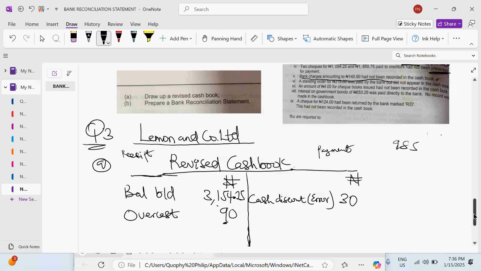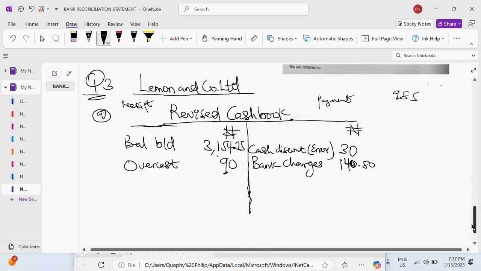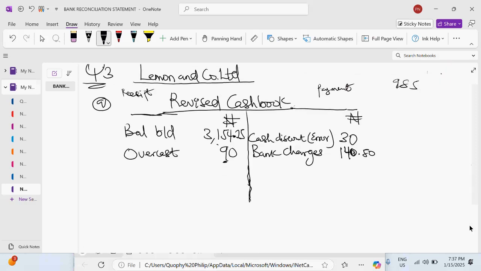And if the bank charges is a cost to us, which side in the cash book will it be? It will definitely be at the credit side because we are paying the bank charges. This thing is easy like ABCD. How much is the bank charges? 140.50. Easy like ABCD. So how would you tell me you won't get A in accounting?